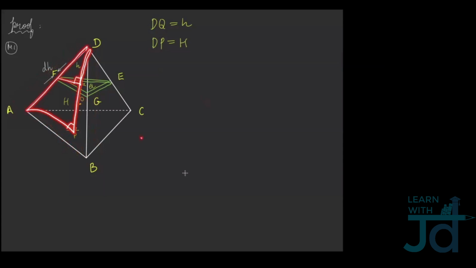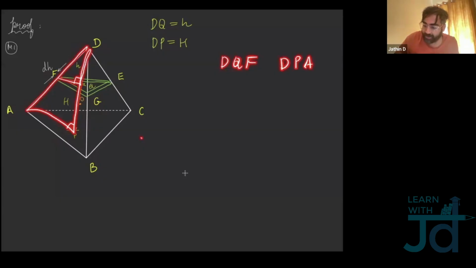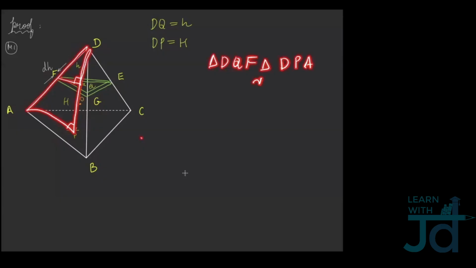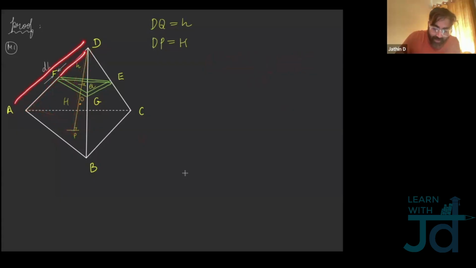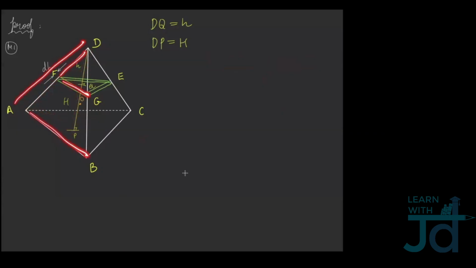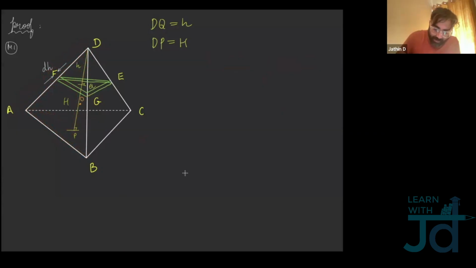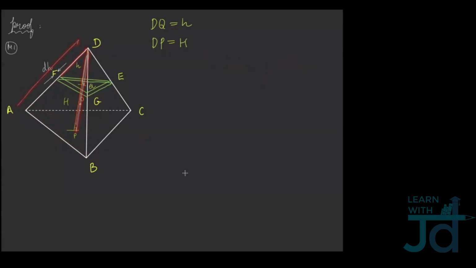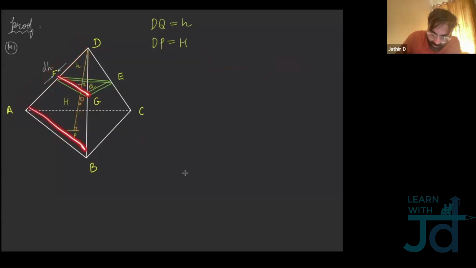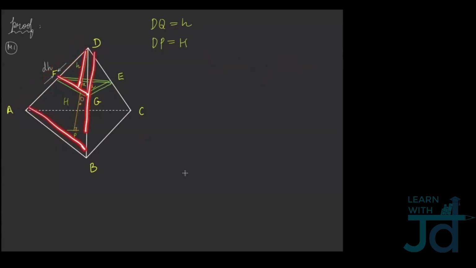Can you see that? Which one, DQF or DPA? So you know that DF by DA is equal to FG by AB. But in this similar triangle, this by this is also equal to DQ by DP. So can I say this upon this is equal to DQ by DP also?